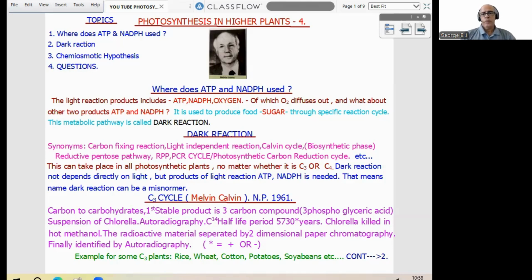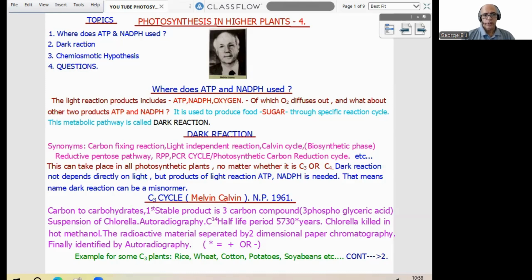Many synonyms are available, like carbon fixing reaction, light independent reaction, even Calvin cycle, biochemical pathway, or even biosynthetic pathway or phase. The light reaction is called the photochemical pathway. Other names of the dark reaction are reductive pentose pathway, RPP, then PCR cycle, photosynthetic carbon reduction cycle. This way many names are there.